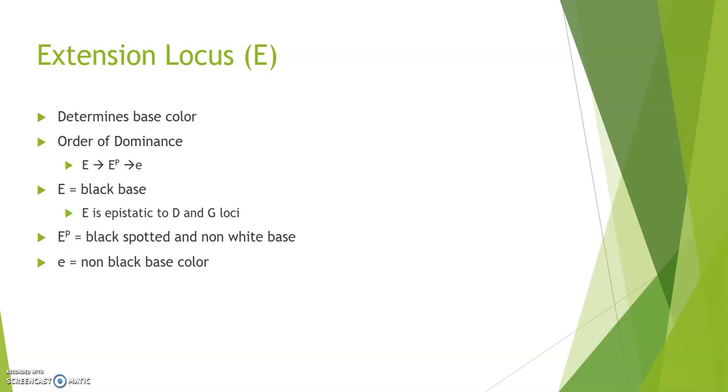E is epistatic to D and G loci. What that basically means is if you have at least 1 copy of that big E, either 1 or 2 copies, but at least 1, those D's and G's do not matter when it determines what the phenotype is. And I explained that some in the examples we did. The E super P is black spotted with a non-white base. So there's going to be some kind of spotting on it. E super P is impacted by all 3 other loci, just like E is, okay? So little e is a non-black base color, no spots or anything.